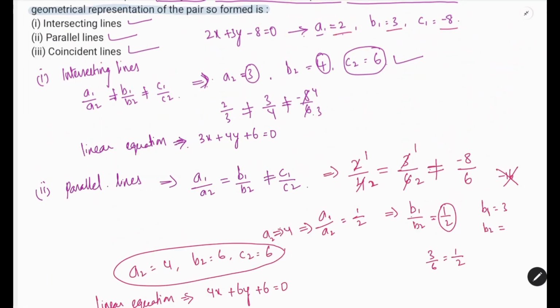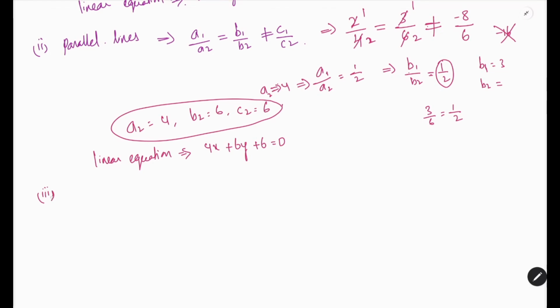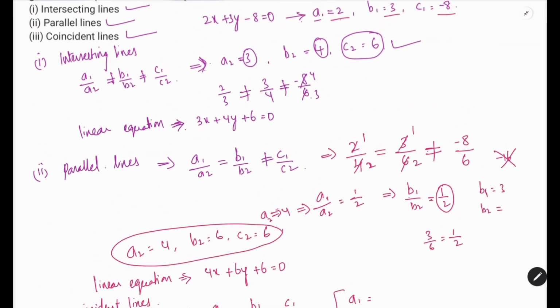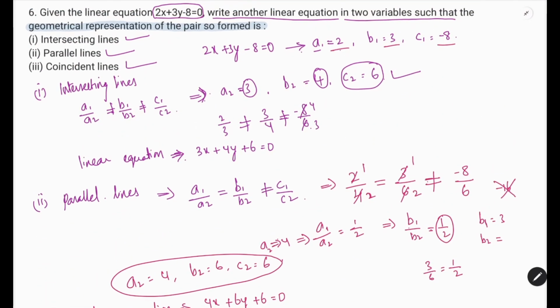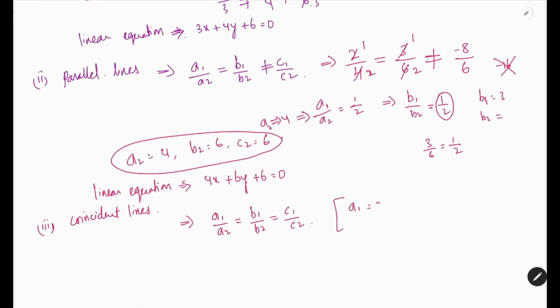And the third one is coincident lines. If the lines are to be coincident, what should be the condition? a1/a2 = b1/b2 = c1/c2. Here we know the values are 2, 3 and -8. b1 is 3, c1 is -8.